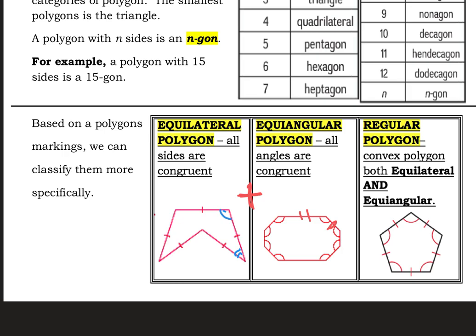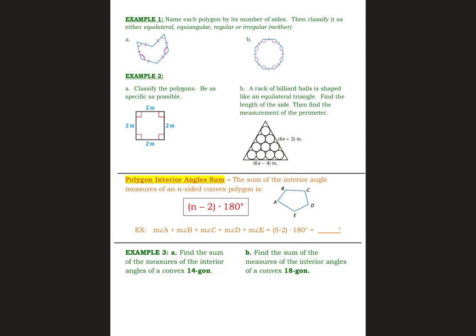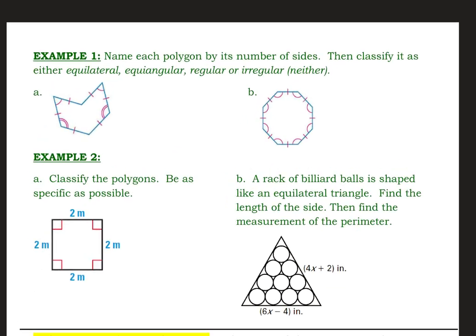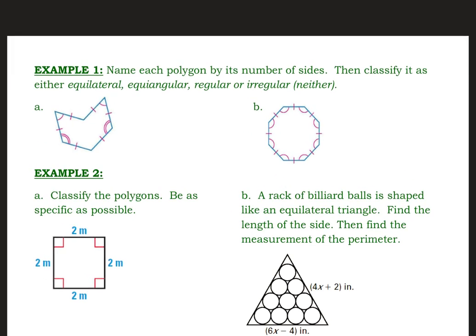So we'll be using these vocabulary words on the right side. On example 1, it says name each polygon by the number of sides. Then classify it as equilateral, equiangular, regular, or irregular. And irregular is going to mean neither. So here, if you look at all the sides, are all the sides marked the same? Yes, right? You have 1, 1, 1, 1, 1, and 1. So we know it's equilateral. But look at your angles. Are the angles marked the same?